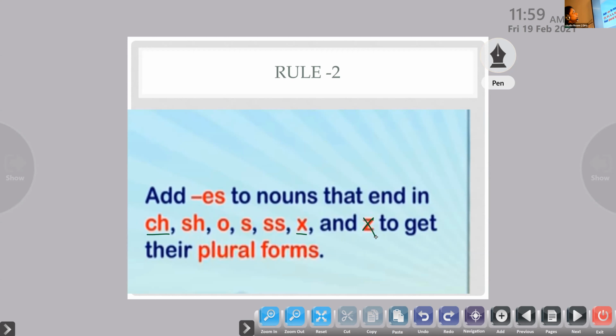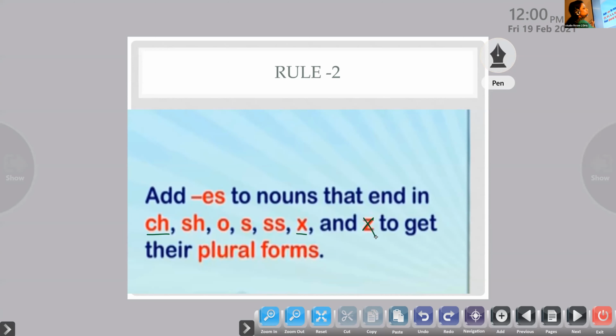So the second rule, I hope it's very clear to all of you. The first rule is just adding s at the end of the word. Please do check whether the words end in ch, sh, o, s, double s, and x. If that is so, what we have to do? Add es at the end of those words. I hope the two rules are very clear to all of you.